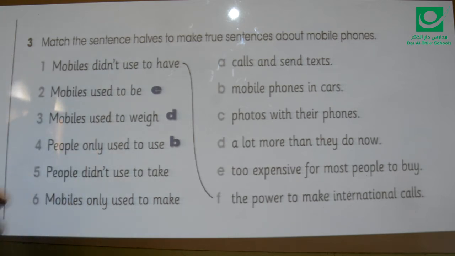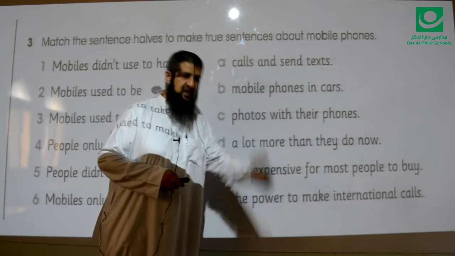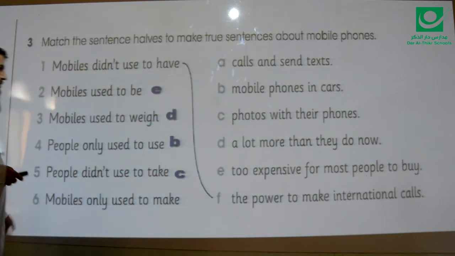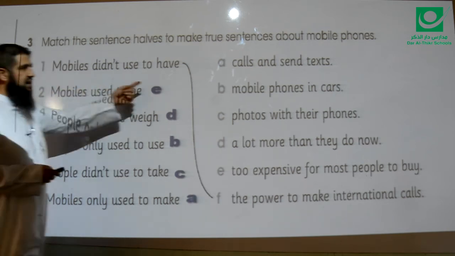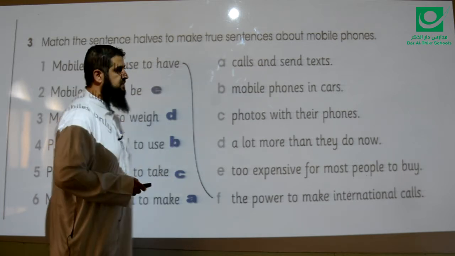Okay, in number 5, people didn't used to take photos with their phones in the past. And the last one, mobiles only used to make calls and send texts. That was in the past.